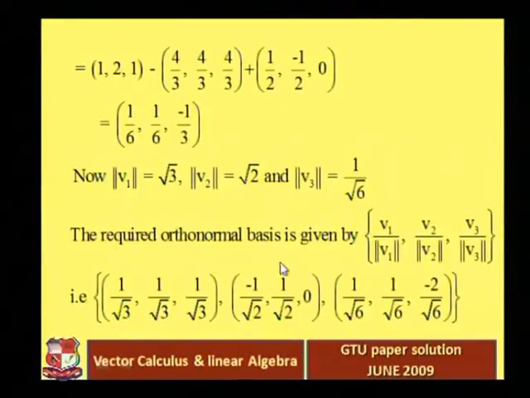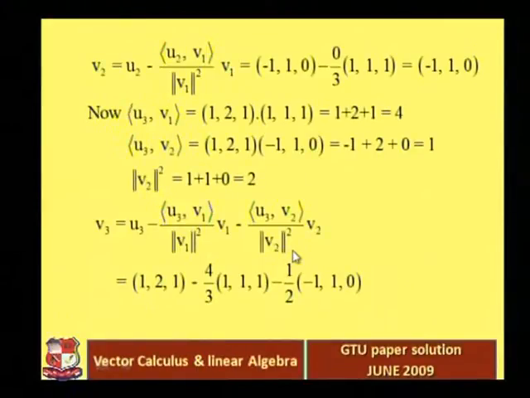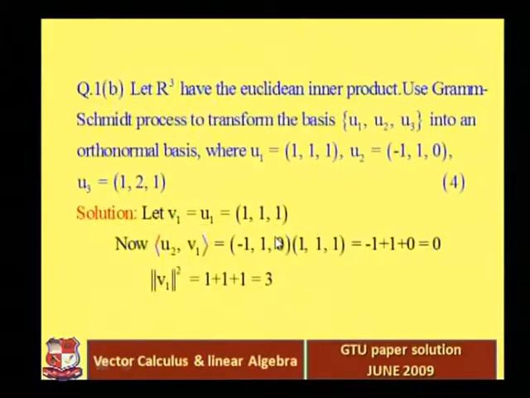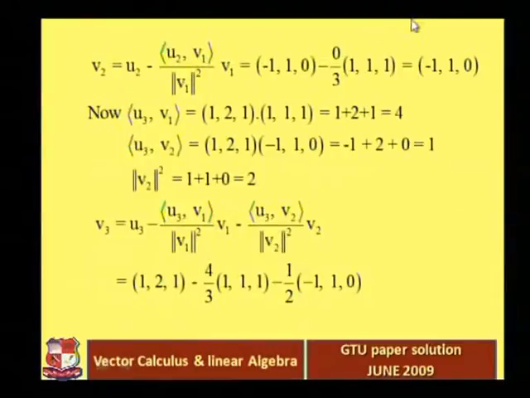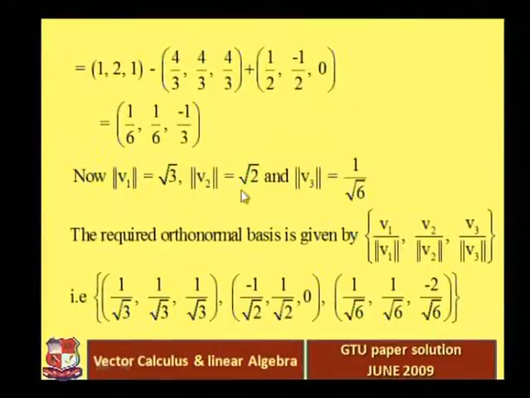So the required orthonormal basis is given by V1 upon norm V1. What is V1? (1, 1, 1) upon norm V1, okay. Norm V1 is root 3, so (1/root 3, 1/root 3, 1/root 3). Then V2 upon norm V2. What is V2? (-1, 1, 0), and norm V2 is under root 2, so you will get (-1/root 2, 1/root 2, 0). And V3 upon norm V3, that is (1/root 6, 1/root 6, -2/root 6). So these three vectors are orthonormal.